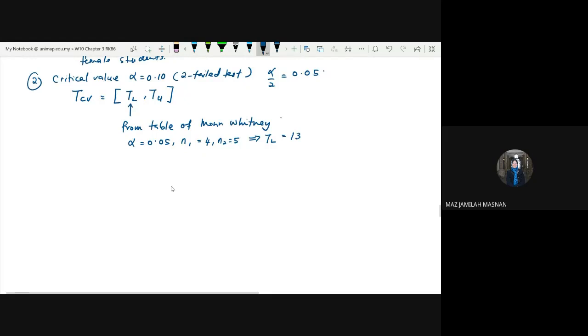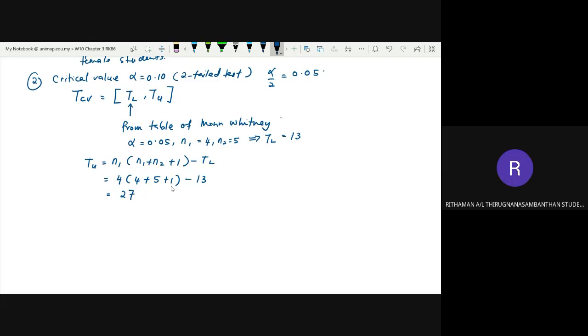Once you have your TL, then you find your T upper. It is obtained by using N1 multiplied by N1 plus N2 plus 1 minus T lower. N1 is 4, so 4 times (4 plus 5 plus 1) minus 13. Here you will get 27. So combining, TCV would be 13 and 27.